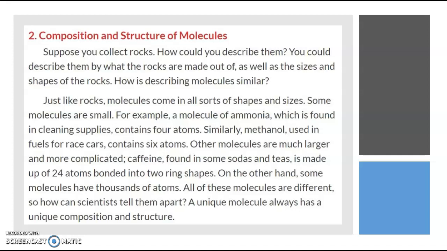All of these molecules are different. So how can scientists tell them apart? A unique molecule always has a unique composition and structure. Composition.